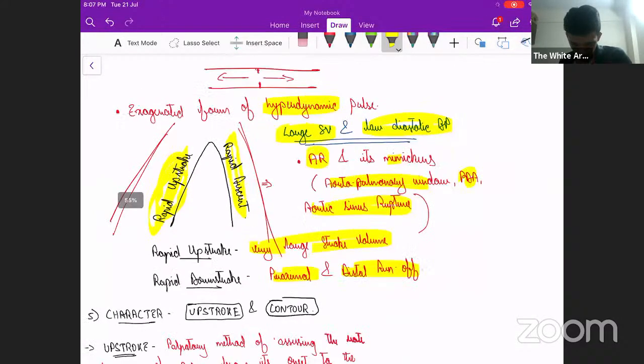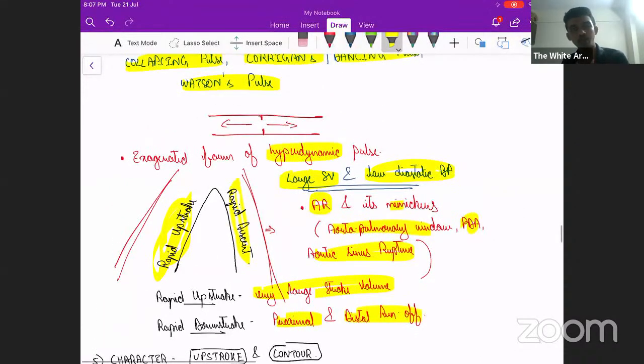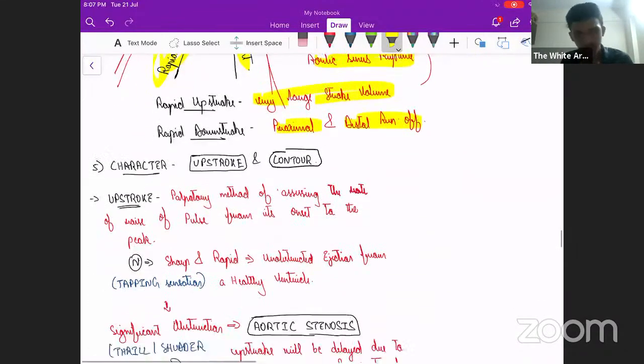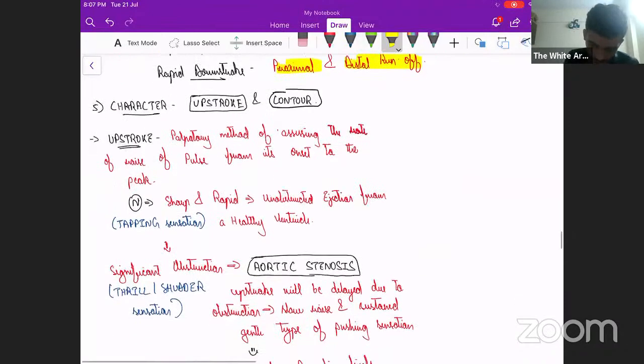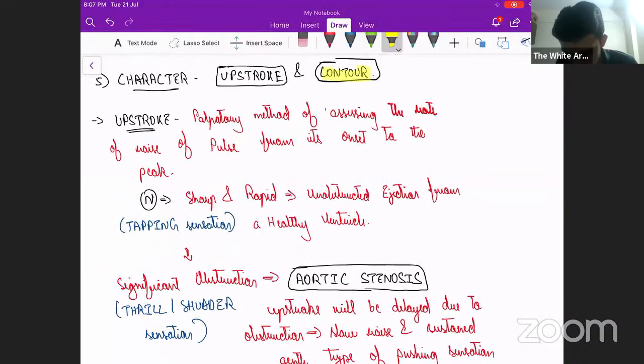So this was to deal with the volume of the pulse. Again, volume is different from the character of the pulse. Next, coming to the character of the pulse, what all do we study? One is you look at the contour of the pulse. One more is you look at the upstroke. The character of the pulse can be seen by looking at the carotids, where you can look at the nature of the upstroke.